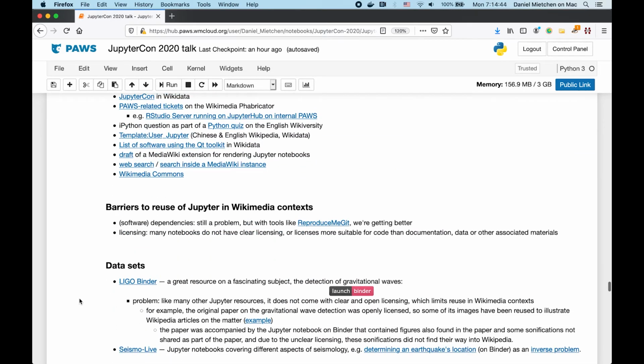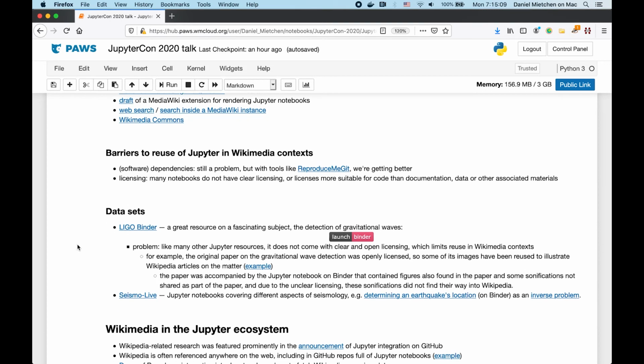There are certain barriers to reuse of Jupyter resources in the Wikimedia context. Some of them relate to dependencies, especially software dependencies, and this is still a problem, but with tools like Reproduce Me Git that I mentioned at the beginning, we're getting better. Another problem is licensing. Many notebooks do not have clear licensing, or the licenses that they have are more suitable for code than for documentation, data, or other associated materials.